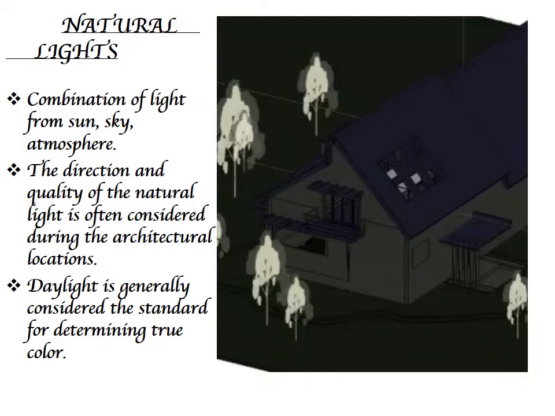Natural light is a combination of light from sun, sky and atmosphere. The direction and quality of the natural light is often considered during the architectural location. Daylight is generally considered the standard for determining true color. In this video, you can see how natural light changes the views in 24 hours.